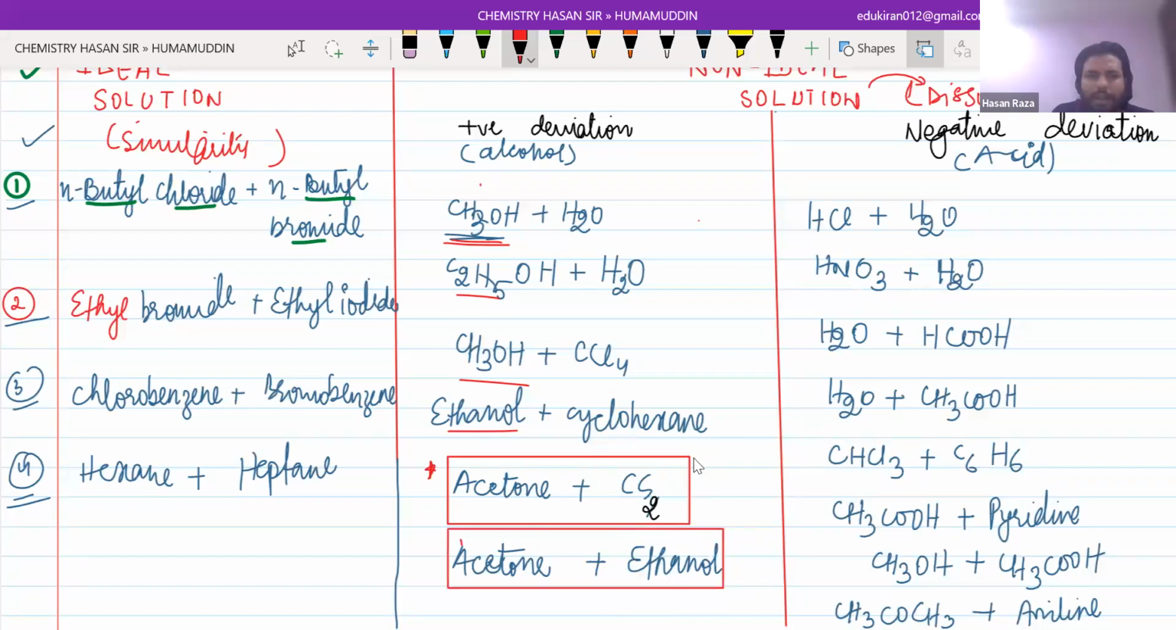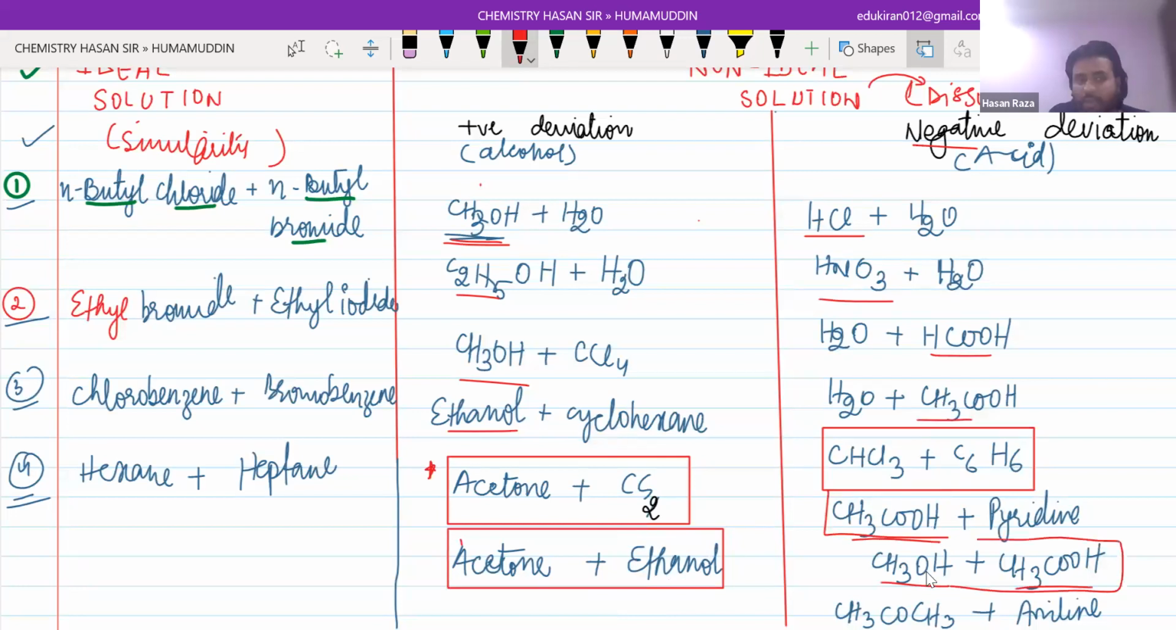Now, non-ideal solutions showing negative deviation is your acid. This is chloroform and benzene. When they combine together, the force of attraction increases and hence it shows negative deviation. Again, this is your acid, and this is acid and alcohol. So you can remember it like this. The carboxylic acid is the senior most functional group, so the alcohol will follow that. So it will show negative deviation.